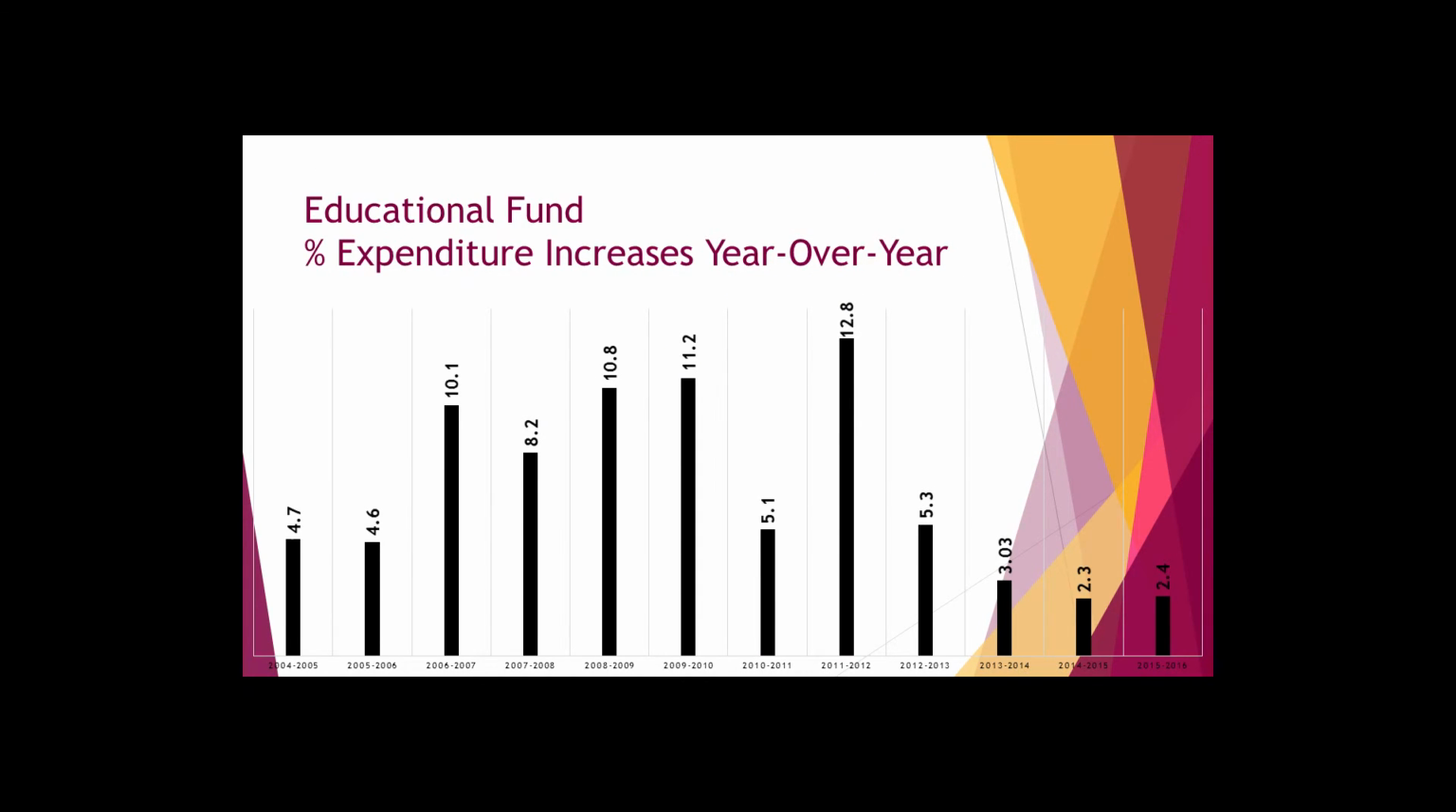Our educational fund percent expenditure increases year over year, as you can see back in 2012 was 12.8%, when our revenues, our tax EAV, only went up 5%. That shows where some of the budget difficulties came in. We are now looking at the last 2 years, 2.3 and 2.4%. So we are more in line with what our revenues are and our expenses that are increasing.